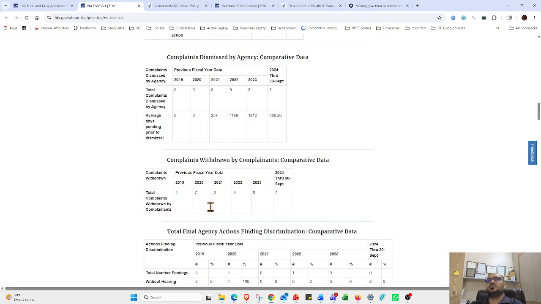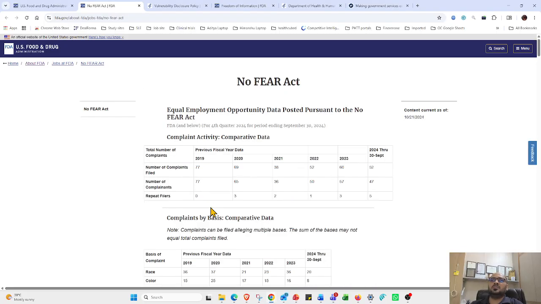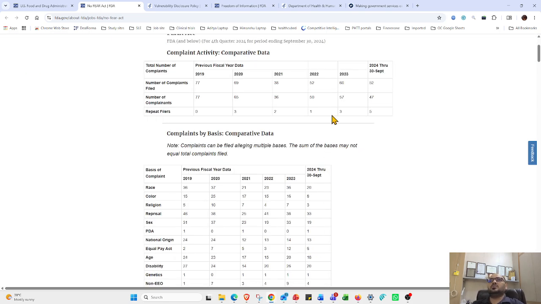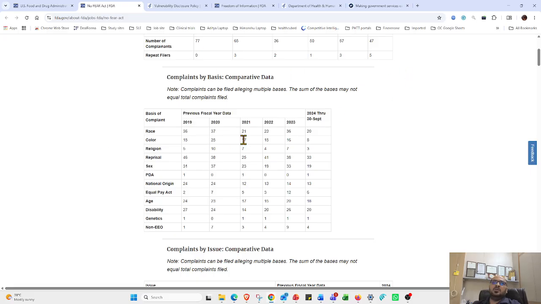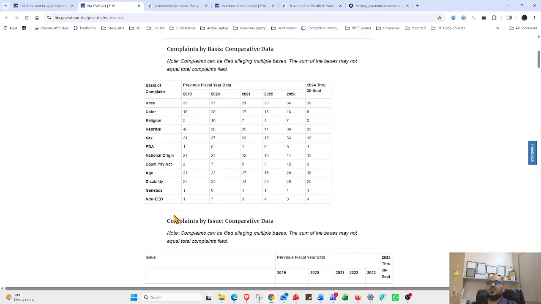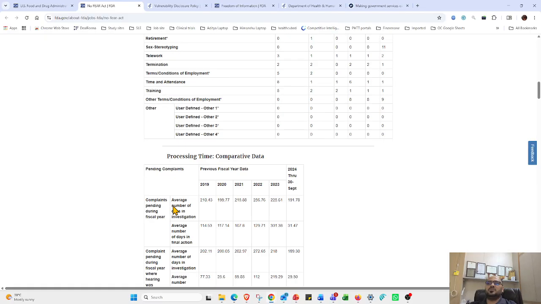So there is a No Fear Act, which talks about the complaints. These are the numbers. And again, as I told you, FDA is not that active after 2024 September. I think they have not updated this page, I believe. So far these are the complaints they have received, and who are the repeat filers, their comparative analysis, like nationality and all that, and then all this data. This is not something very important for us as an analyst, but this was important just so you know.